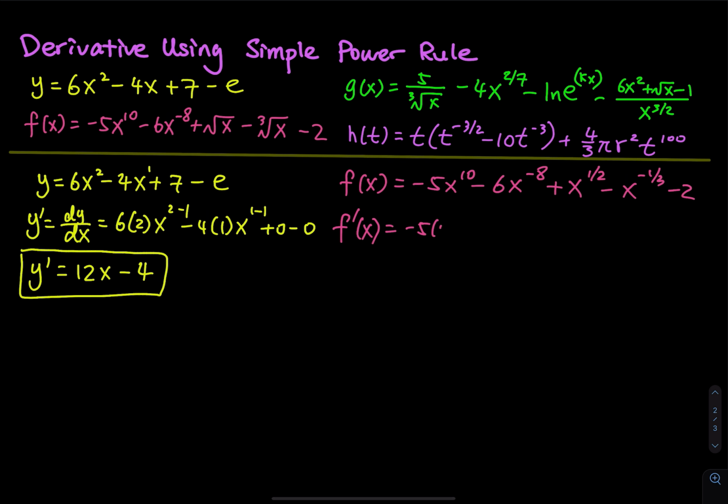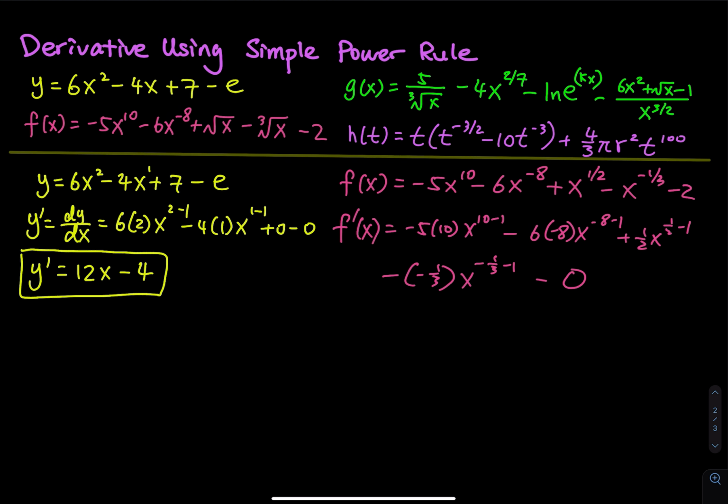Bring the 10 down, and then 10 minus 1. Bring the negative 8 down, and then negative 8 minus 1. Bring the 1/2 down, and then 1/2 minus 1. And then bring the negative 1/3 down, and then negative 1/3 minus 1. The derivative of negative 2 is equal to 0. Alright, let's clean this up.